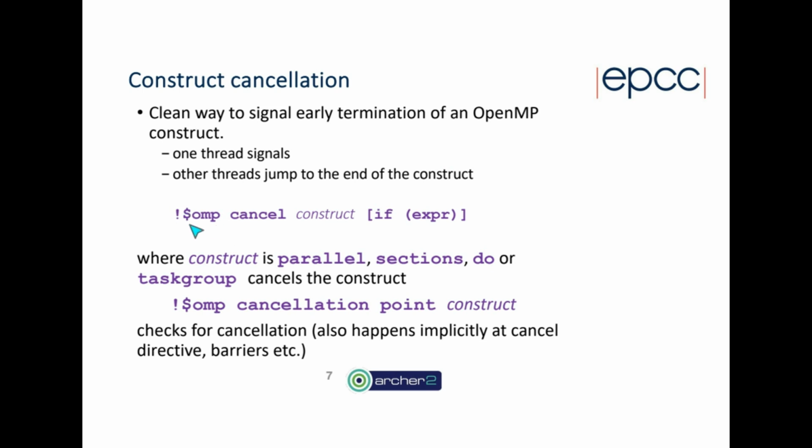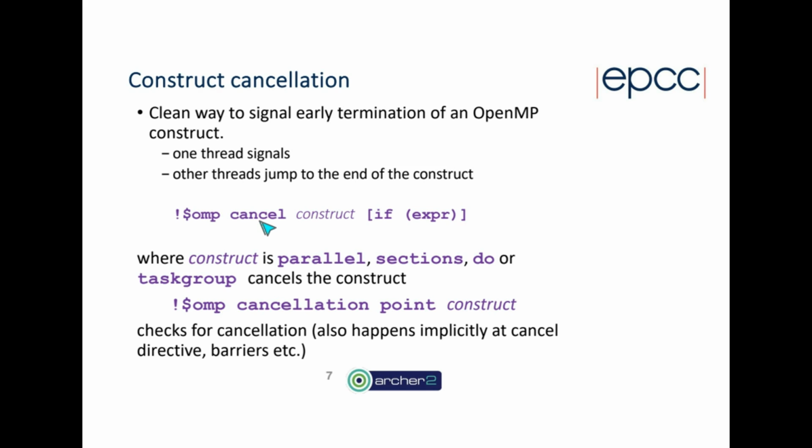So it looks like $OMP cancel or #pragma omp cancel. Then you have to tell it which construct you're canceling. Okay, so whether it's the parallel region or the loop or the taskgroup or the sections construct, and then you can also have a condition under which the signal will happen.